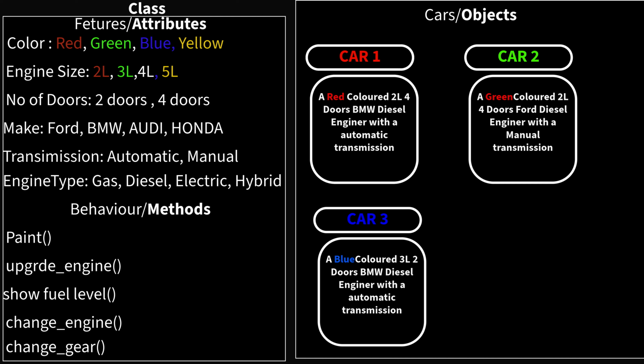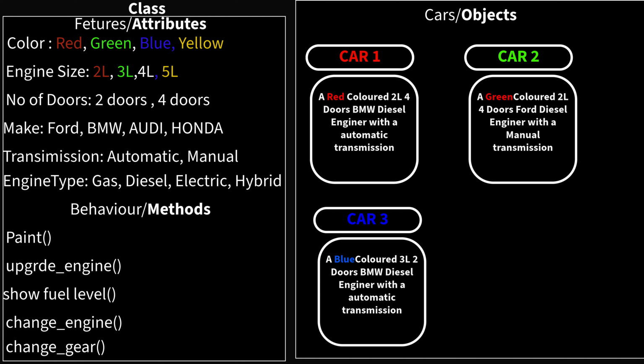So if you look at the right hand side, I created the first object, car1. Very simply, I used the attribute called color, and from that I picked a value. I said a red colored 2 liter 4 door diesel engine with an automatic transmission. So I utilized all the attributes, and I created an object called car1. I used the values from the attributes to create that particular car with the features that are at our disposal.